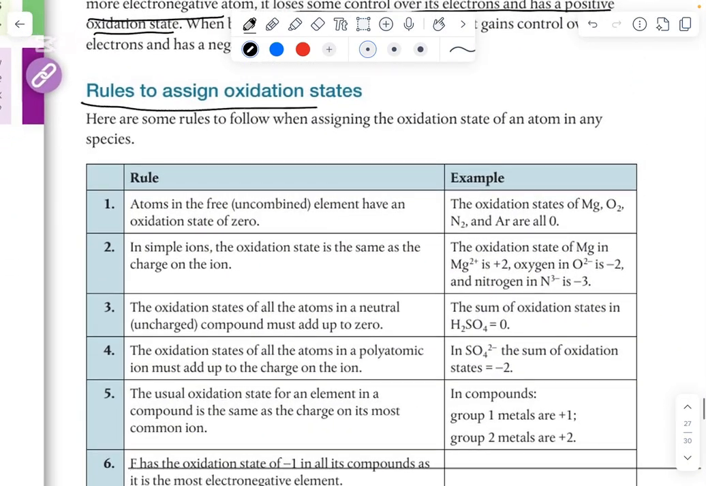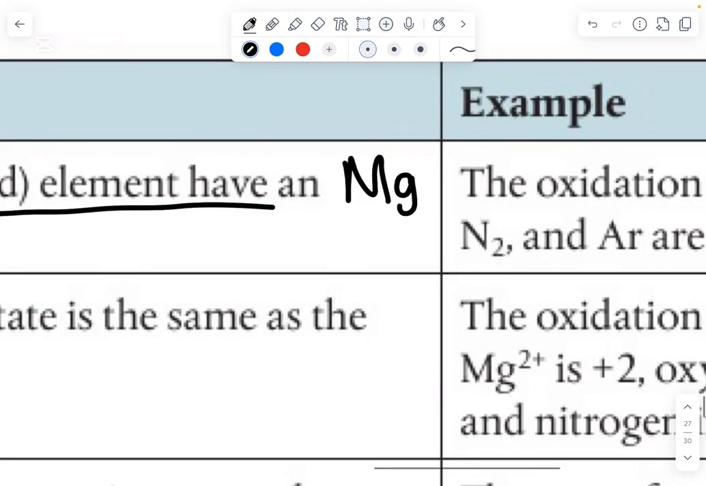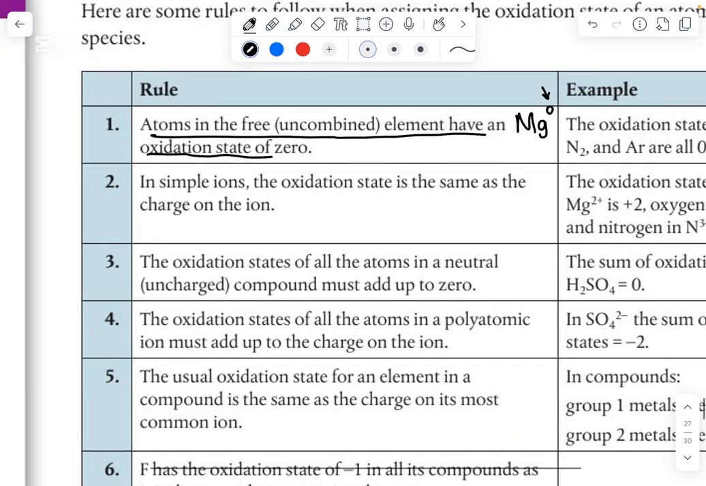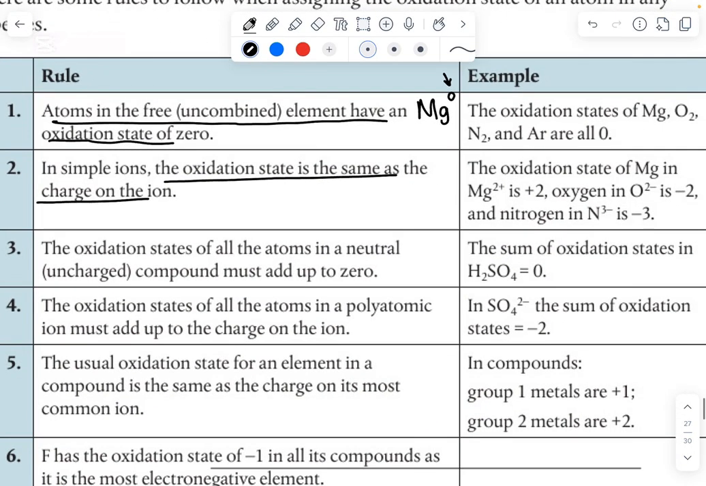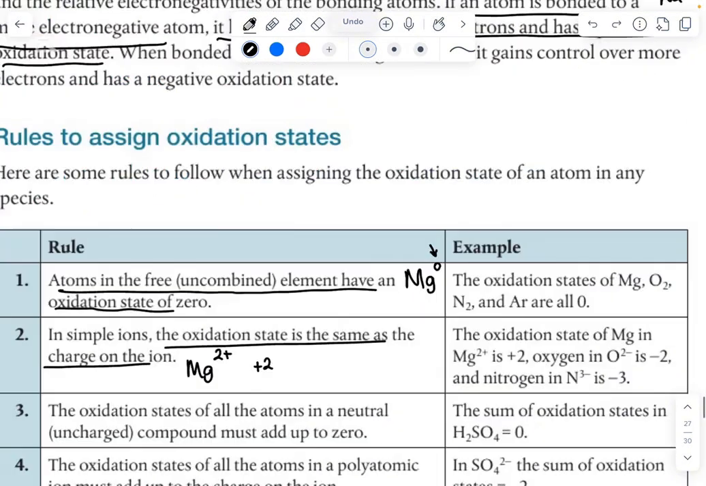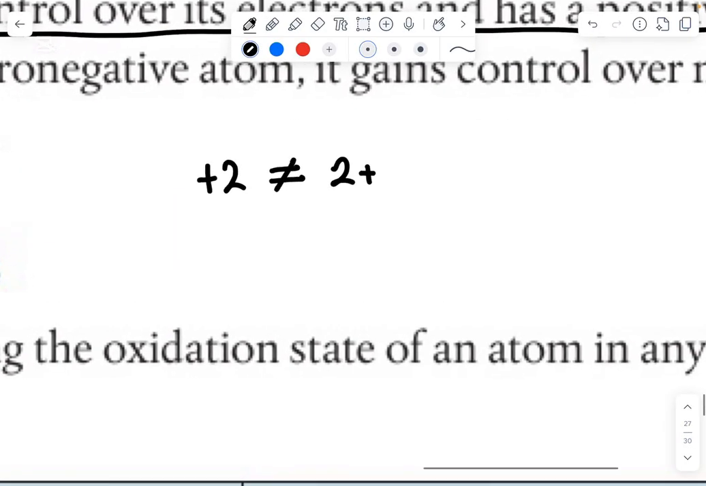So here are some rules to assign oxidation states. Number 1, atoms in a free, uncombined element have an oxidation state of 0. Because it doesn't lose any control over its electrons, it's going to have an oxidation state of 0. In simple ions, the oxidation state is the same as the charge of the ion. Let's talk about the magnesium ion. So over here we have the charge of the ion, and if we needed to write down the oxidation state, that'd be +2. Remember that 2+ is not equal to +2, or vice versa. This describes the oxidation state.